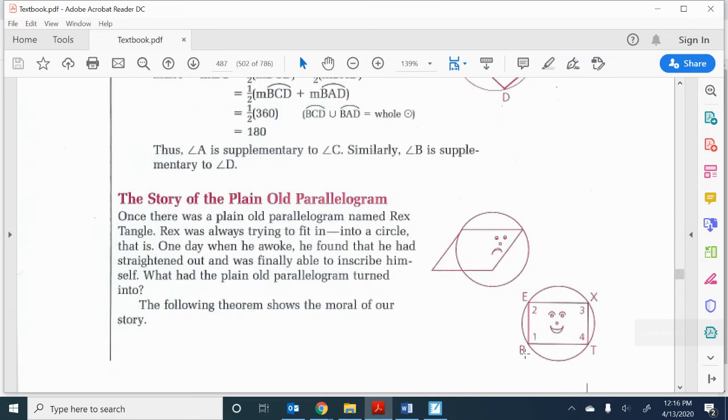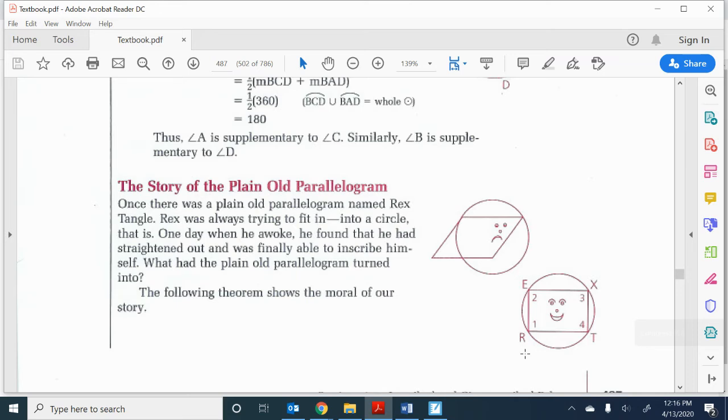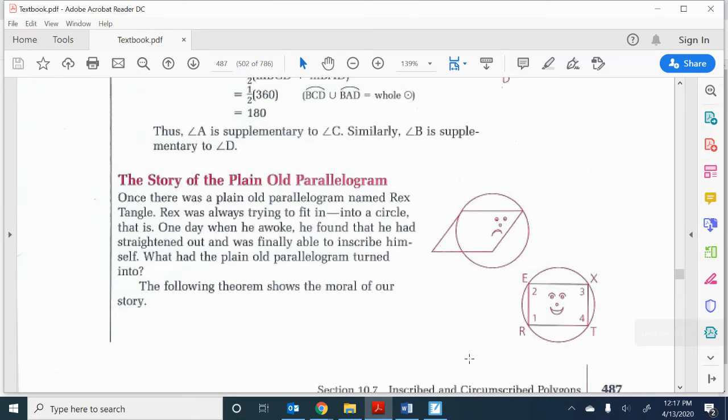And this is the enjoyment part of the geometry for enjoyment and challenge. Please feel free to read the story about the plain old parallelogram named rectangle, and the following theorem just says that if I have a parallelogram inscribed in a circle, that parallelogram has to be a rectangle. And you can think about why that's true.